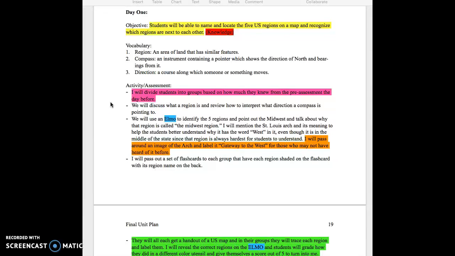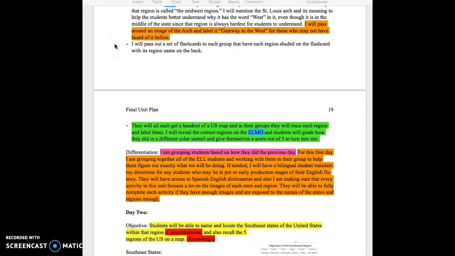The Midwest is going to be hardest for them to understand, which is something I realized, just because Midwest, when it's in the middle of the country, has the word West in it, which tends to be confusing. So I will be bringing up the St. Louis Arch and talk about how it's the gateway to the West and why that is. That'll help them better understand why you're calling something that's in the middle of the country Midwest.